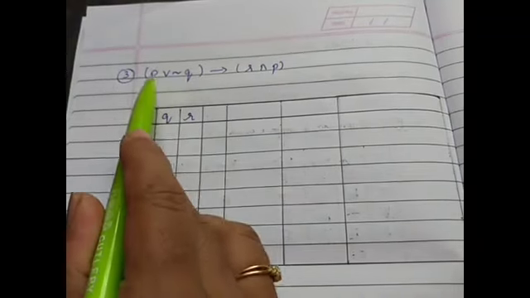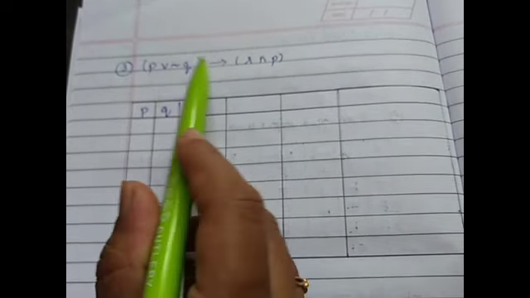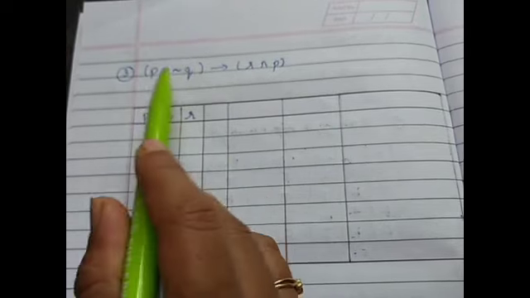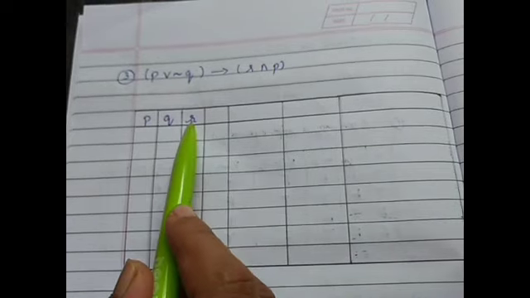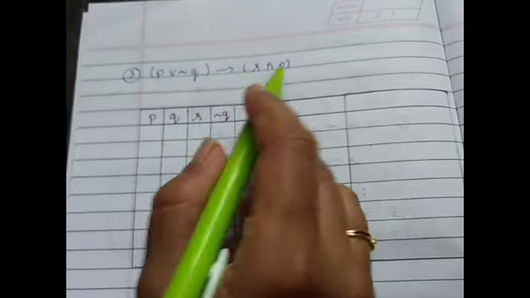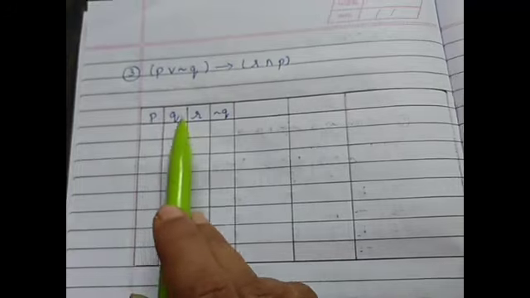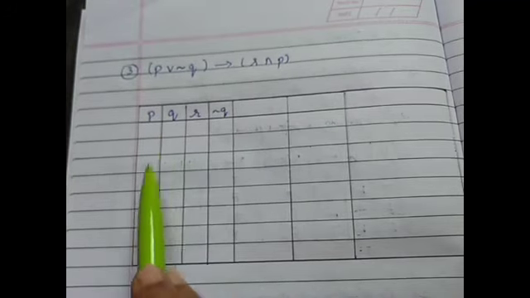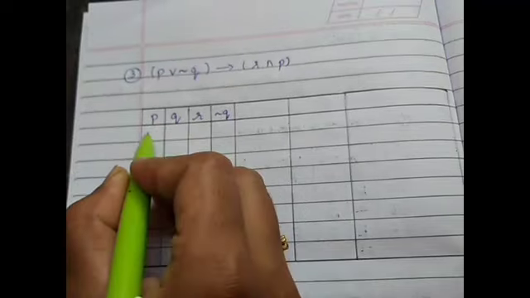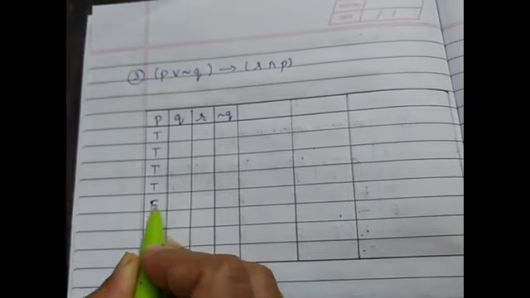Now third example, P or negation Q implies R and P. So here see, here there are P, negation Q, R, means here there are three statements P, Q and R. So we will write P, Q, R. We have negation P, no, so we will not write negation P. We have negation Q, we will write negation Q. We have negation R, no. So here first we will write P, Q, R, then negation Q. So here see, here there are three statements. So here there will be 8 entries. Which will be there? So for P we will write 4 times T, 4 times F.